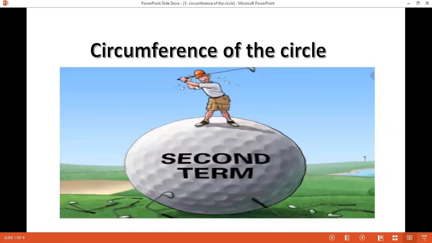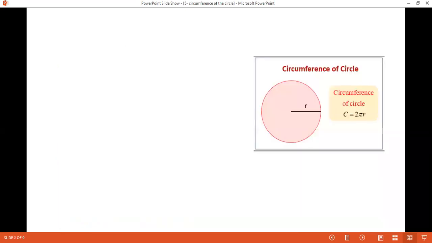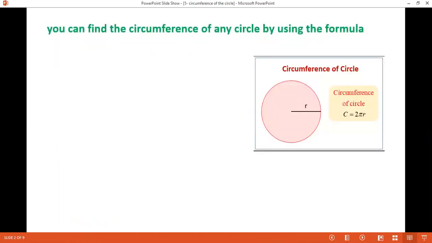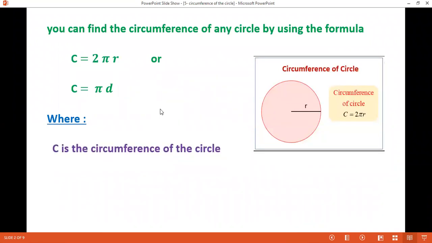Today we're going to talk about the circumference of the circle. Okay, we have two rules to find the circumference of the circle. The first one, when we have the length of the radius, we're going to use 2 pi r. Or if we have the length of the diameter, we're going to use pi d. These are our two rules. We will use them for the circumference of the circle.